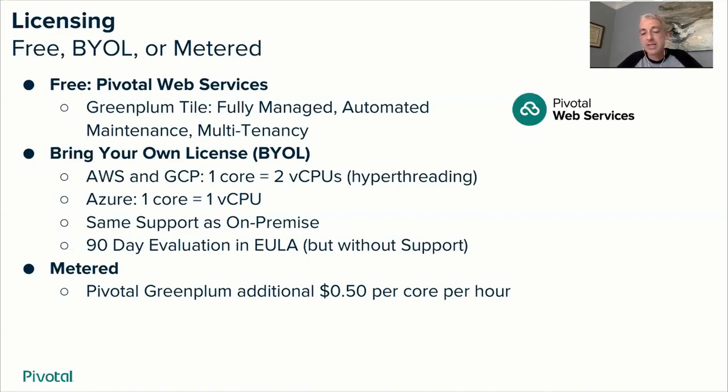There's also a 90-day eval in the EULA, the end user license agreement. This is without support though. What this means is you can do an evaluation using the BYOL listing for 90 days for free. You have to pay for the infrastructure cost, of course, but from the licensing perspective of Pivotal, you're not paying anything. And lastly, there's metered pricing, where you're paying 50 cents per core per hour to use that, and that does come with support.